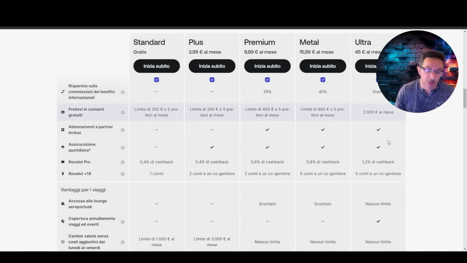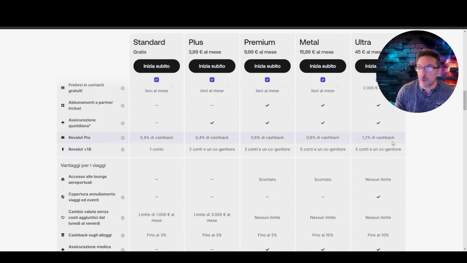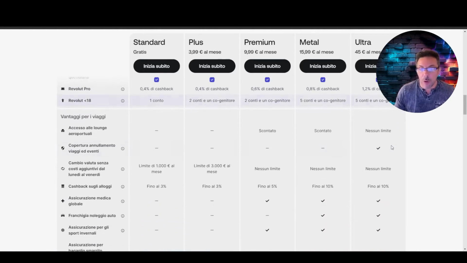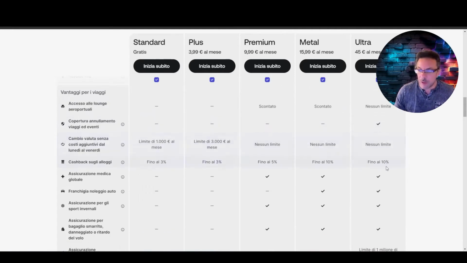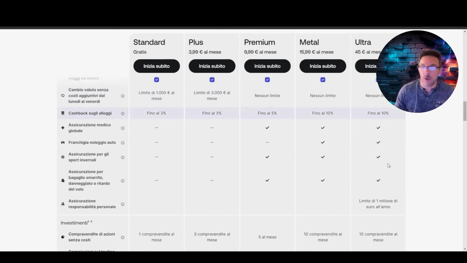Then you have exclusive subscriptions, which are only available to select members, daily insurance that covers you every single day, Revolut Pro for advanced financial management, 1.2% cashback on all eligible purchases, then up to 5 separate accounts for better money organization, access to airport lounges worldwide, no limit, free withdrawals at ATMs, no limit, and then coverage for trip and event cancellations, unlimited currency exchange with no hidden fees, 10% cashback on accommodation bookings.